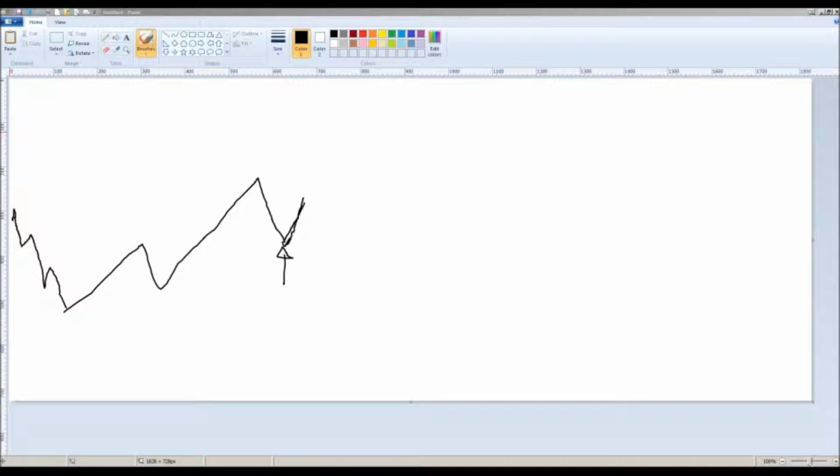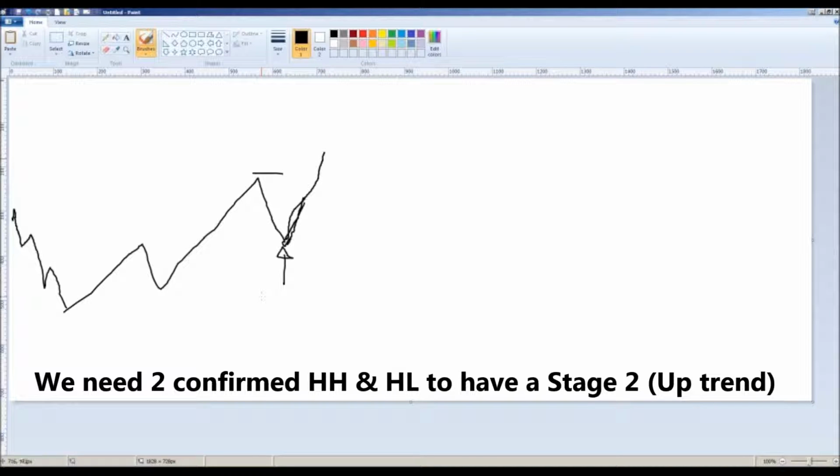What about anybody else? Is this stage 2? Anybody? You don't know. Not yet. Go on, Bruce. Not until it takes out that last high. Well done, Bruce. Correct. You are not in a stage 2 until you take out this. Why? Because this is not a confirmed higher low until we get this.